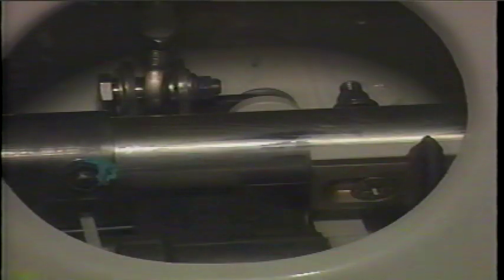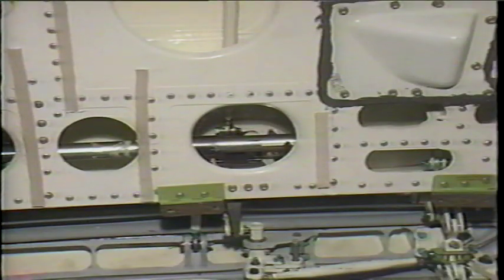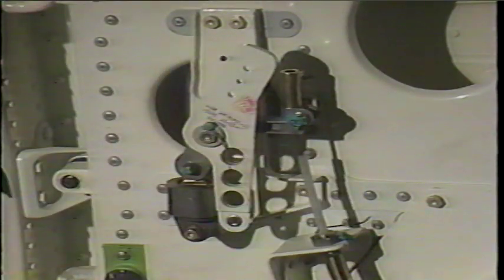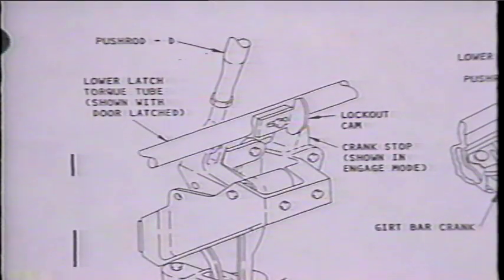Next, adjust the lockout cam. The objective is to position the lockout cam to prevent moving the mode selector lever when the door is unlatched. With the door in the closed and latched position, place the door mode selector into the detach position. The lockout cam should be aligned with the lockout blade.